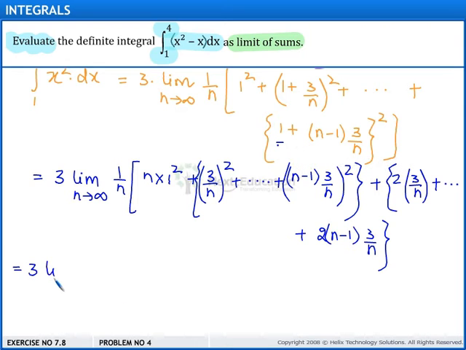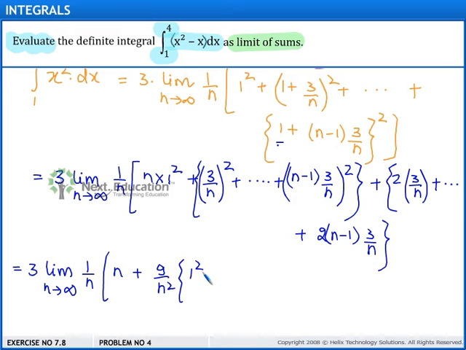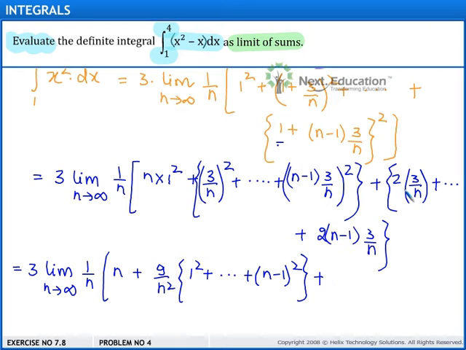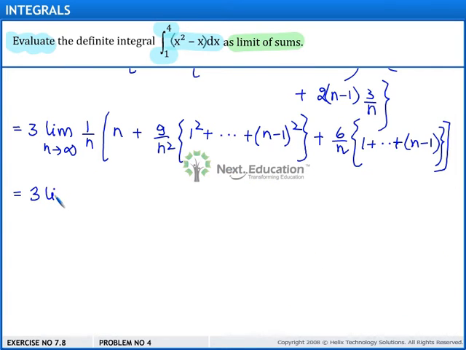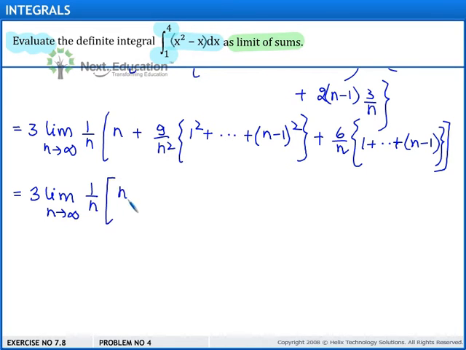So this is further equal to 3 times the limit as n approaches infinity of 1 upon n, plus, taking (3 upon n) whole square, that is 9 upon n square, common, we have 1 square plus so on up to (n minus 1) whole square, plus, taking 6 upon n common, we have 1 plus so on up to n minus 1, and this is equal to 3 times the limit as n approaches infinity of 1 upon n into n plus 9 upon n square.